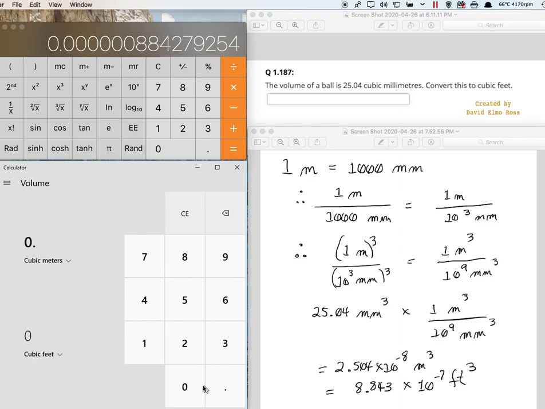This is 0.0000000 2504. And when we take a look here again, that's 1, 2, 3, 4, 5, 6, 7. So it's 8.843 times 10 to the minus 7 cubic feet.